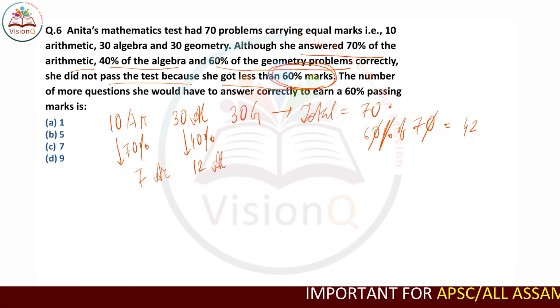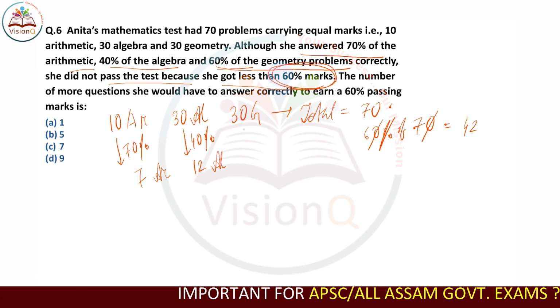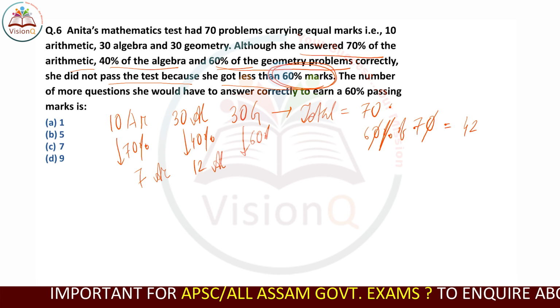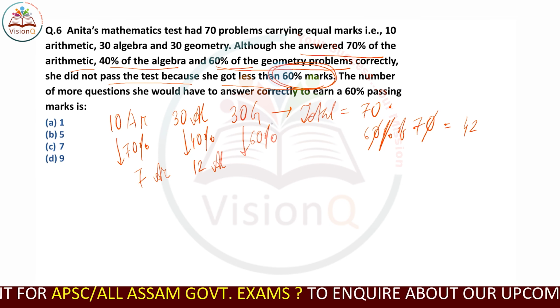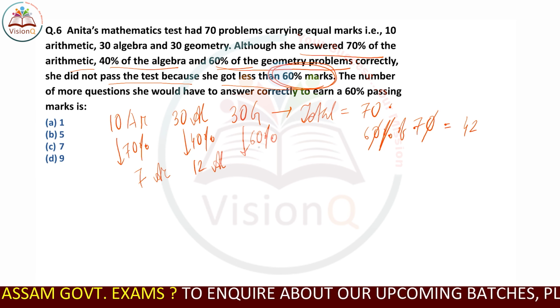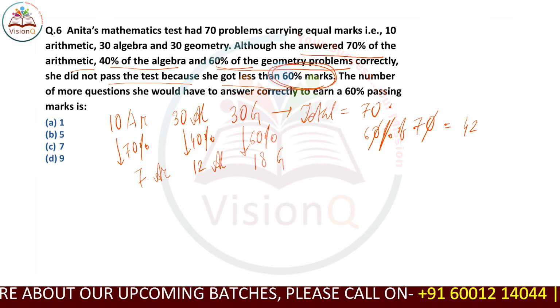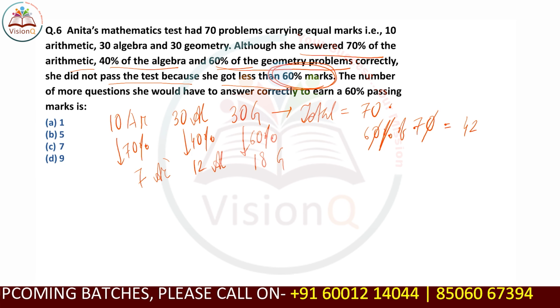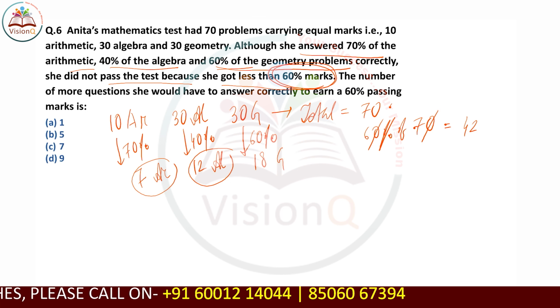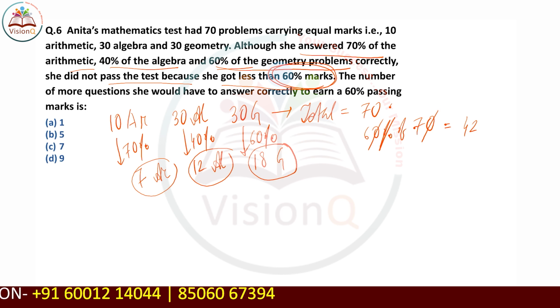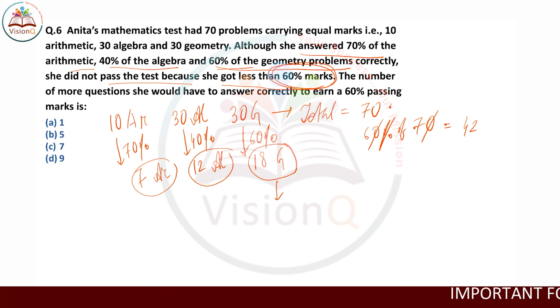And 60% of the geometry problems correctly. So 60% of 30 questions she answered correctly. So 60% of 30 geometry questions is how much? 18 geometry questions she answered. Okay. So she answered 7 arithmetic questions, 12 algebra questions, and 18 questions from geometry. So in total, she answered how many questions? 7 plus 12 plus 18. Okay, 7 plus 12 plus 18 becomes 37.